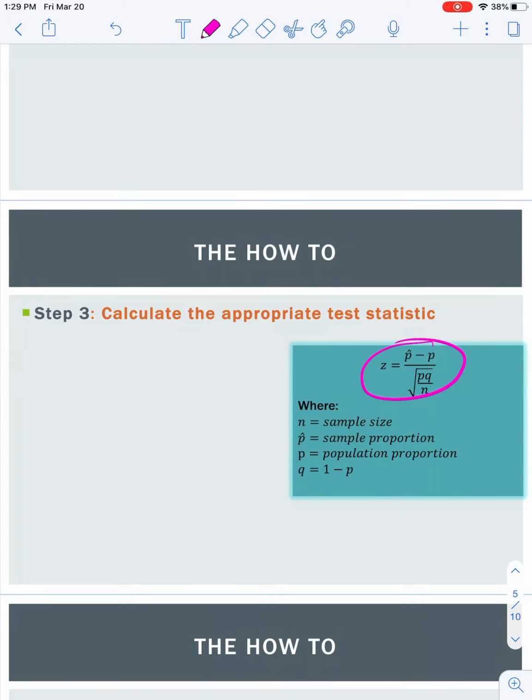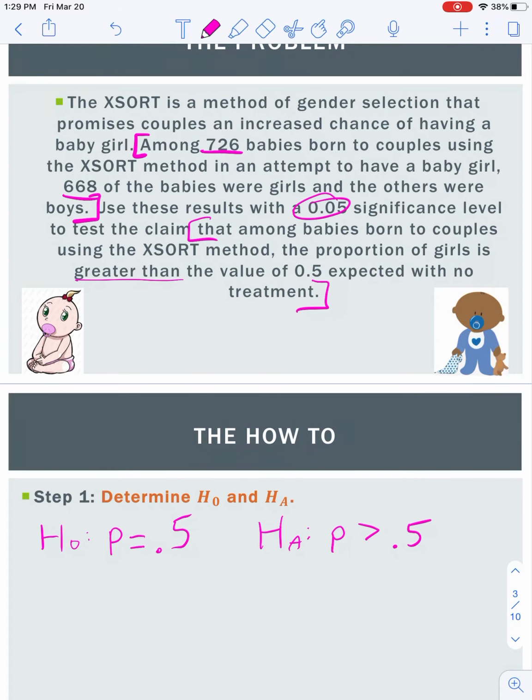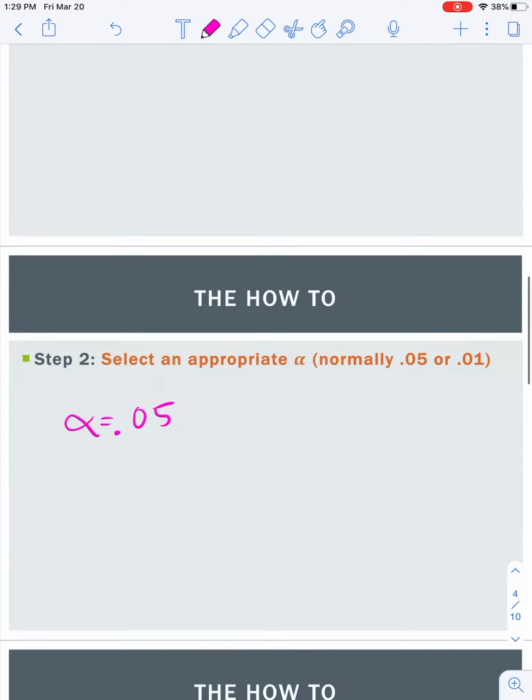This is the test statistic we're going to use. We saw that in L2. This is z equals p hat minus p over the square root of pq over n. Remember, p hat is from the evidence. P and q are from the hypotheses. Okay, so we're going to have z equals, we need a p hat here. Well, p hat came from the evidence. The evidence said out of 726, 668 were girls.